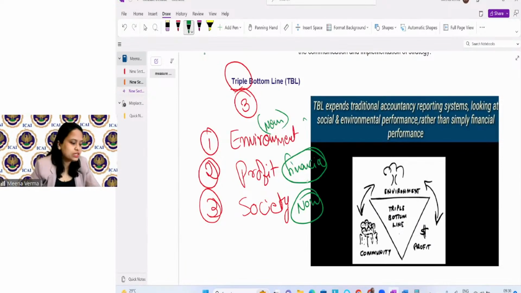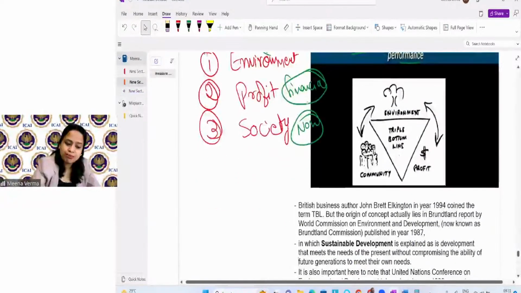Okay. Achha, now what is triple bottom line? Triple bottom line expands the traditional accountancy reporting system, looking at social and environmental performance rather than simply financial performance. So not just financial performance. The company here is focusing on environment. The company here is focusing on society also, right? Okay.